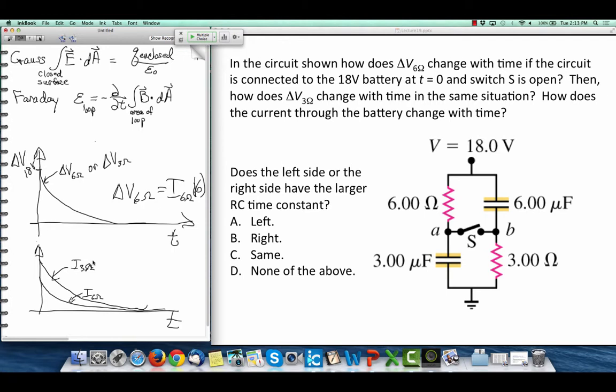So that was just a little practice with RC circuits, but it tells you something about, I don't know, maybe we should take a step back.